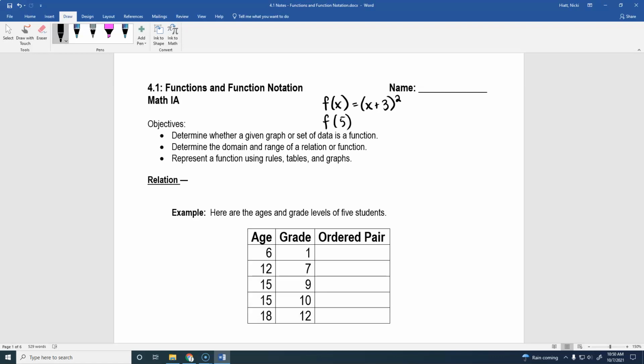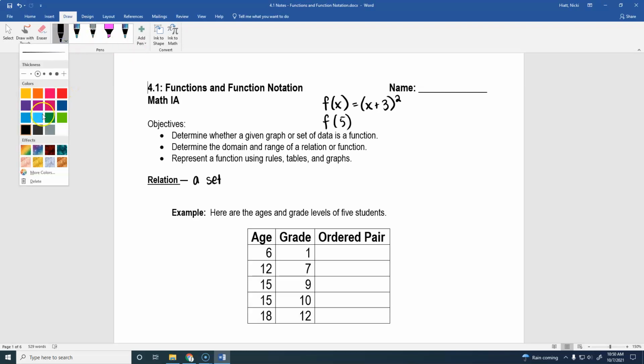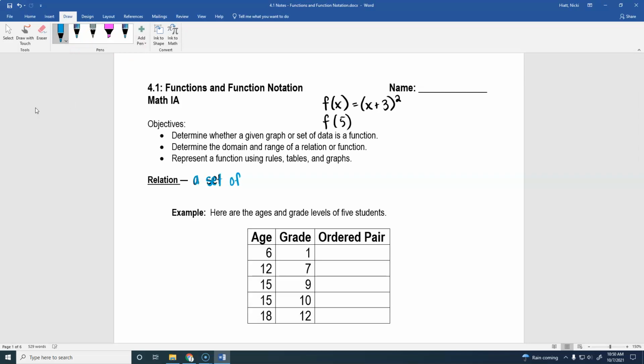A relation in math is a set of ordered pairs. Ordered pairs, you've done since probably 6th or 7th grade. Ordered pairs are just coordinates that we could graph on the coordinate plane, right? So it's an x, y coordinate.